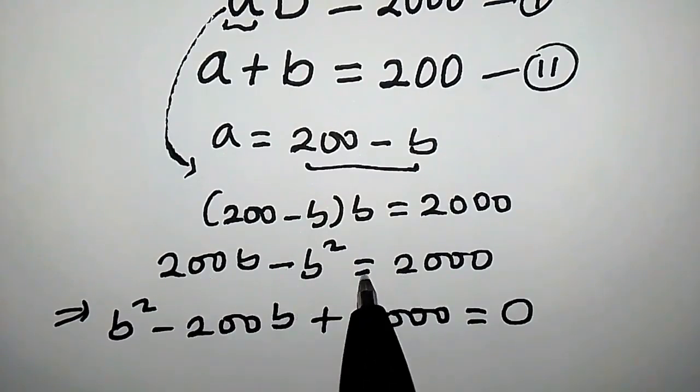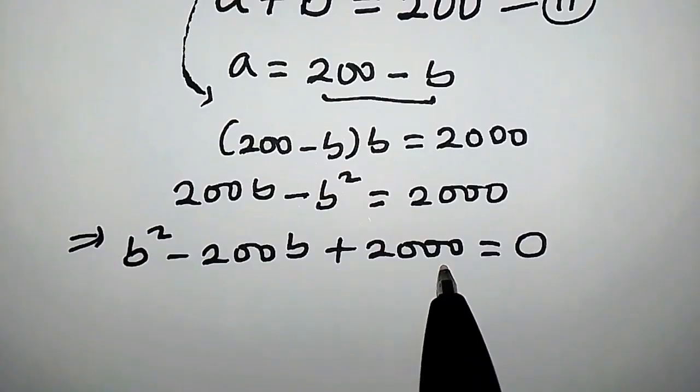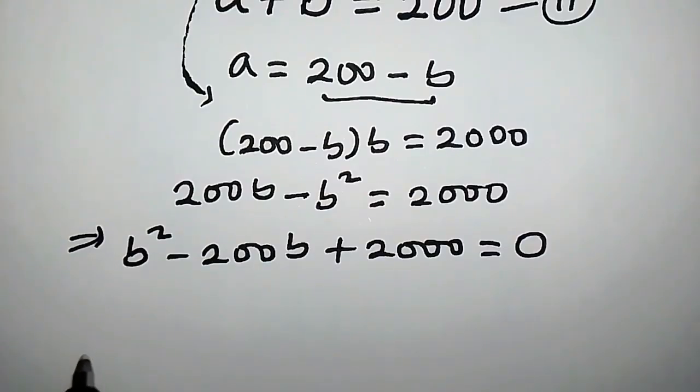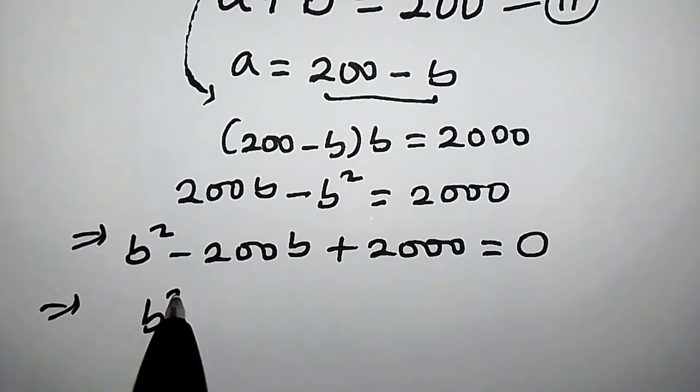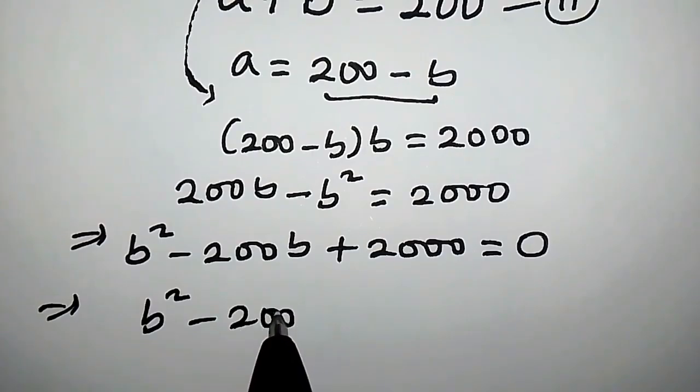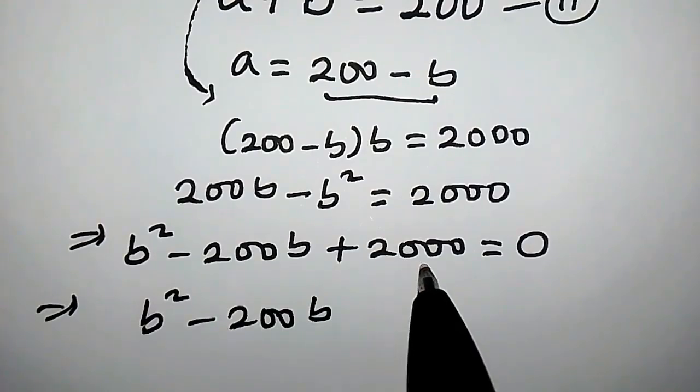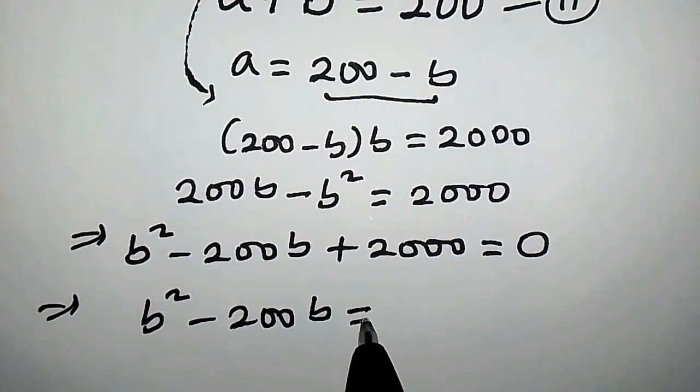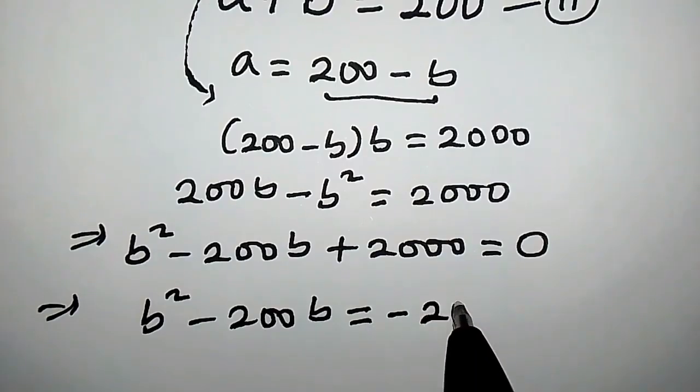By rearranging this equation, we have this. This is a quadratic equation. Instead of using the usual quadratic formula to solve it, we can also solve it using completing the square method. B square minus 200B. Let's move this 2000 to the right hand side. So we have minus 2000.